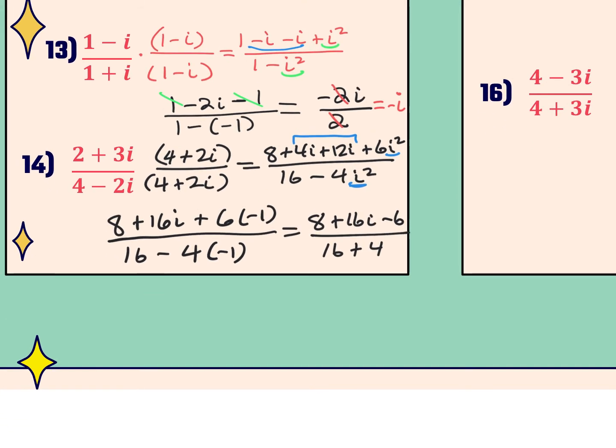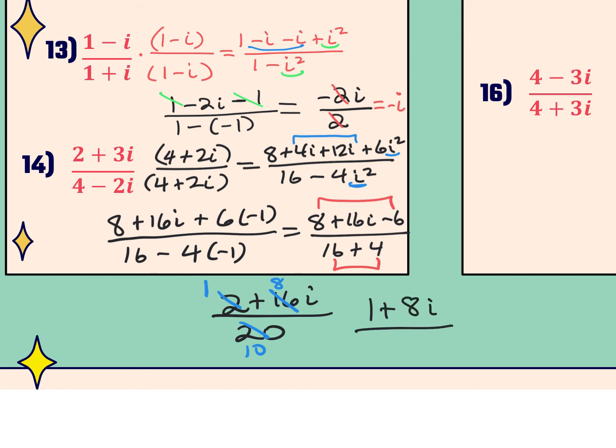I need to combine my reals, so I can combine those and the denominator as well. So the numerator becomes 2 plus 16i over 20. And again, I can simplify here. I can divide them all by 2. So that'll become a 1, an 8, and a 10. So final answer here is 1 plus 8i over 10.